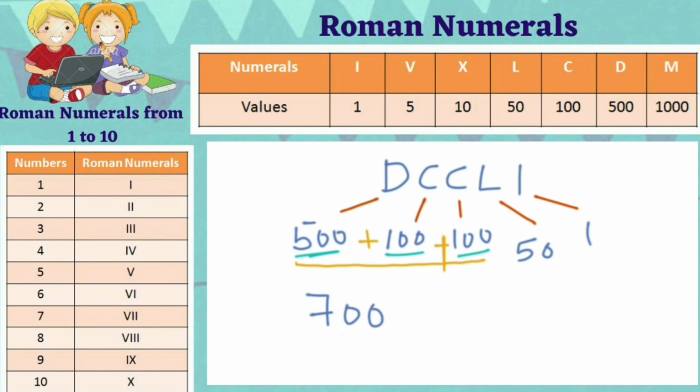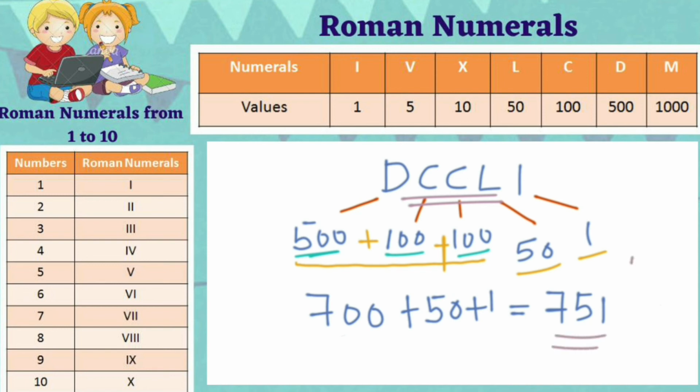Now here you can see 50 is alone, no other number having 2 digits, and also 1 is alone, no other number having 1 digit. So you are just going to add them to 700. So it will be 700 plus 50 plus 1. And what is 700 plus 50 plus 1, kids? Oh wow, very good. It is 751. So we got the number of this Roman numeral, which is DCCLI, represents the number 751. Very good.